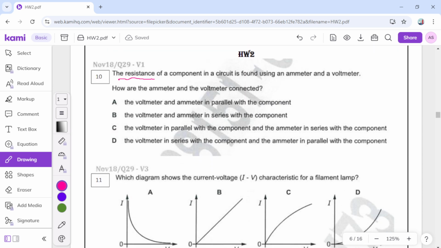The resistance of a component in a circuit is found using an ammeter and voltmeter. How are the ammeter and voltmeter connected? As we said, the ammeter is connected in series. I will draw a circuit for you. This is the ammeter connected in series, okay? And if we have a lamp, where we can connect the voltmeter, it should be connected in parallel. So I will choose C, voltmeter in parallel with the component, and ammeter in series with the component.